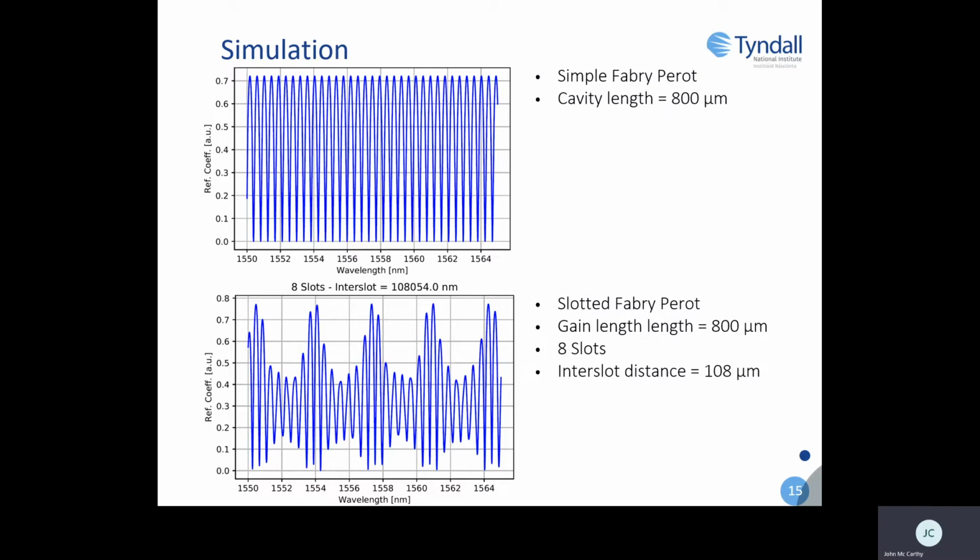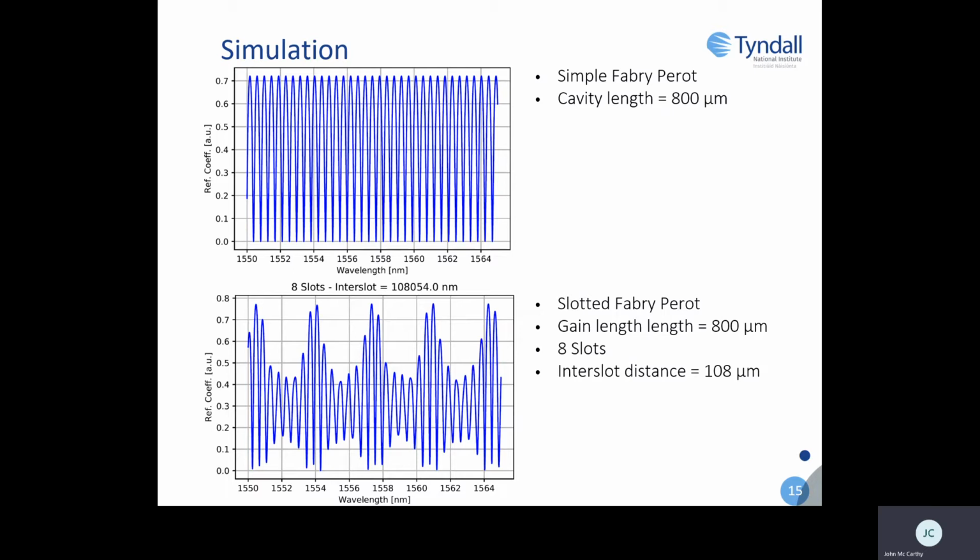In the below example, we have an 800 micron gain region without any slots, followed by a slotted region of 8 slots with an interslot distance of 108 microns. This results in the maximum reflection coefficient created by the modes of the Fabry Perot region, or gain region, to be suppressed by these larger modes created by the slots. A single mode wavelength can result at any one of these larger modes, but whether it lases here or not depends on the position of the smaller modes within.